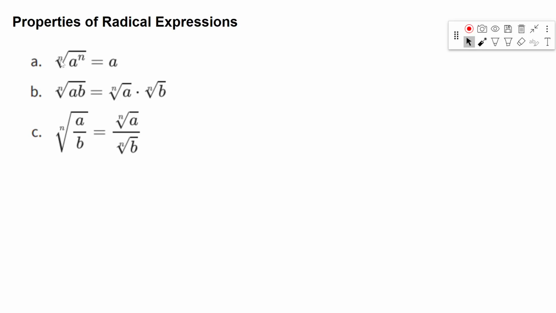If you have the nth root of a to the n, it's going to equal a. So if we just put some numbers on this, let's say I had the cube root of a cubed. Because the index of my root matches my power, my exponent, this is going to equal a.